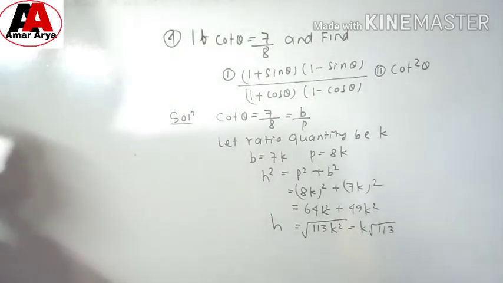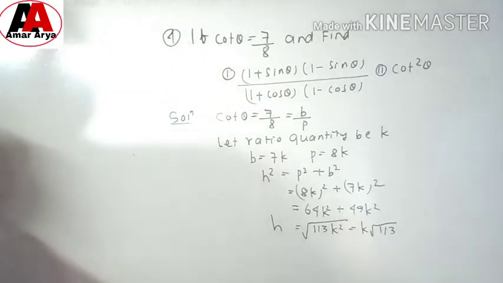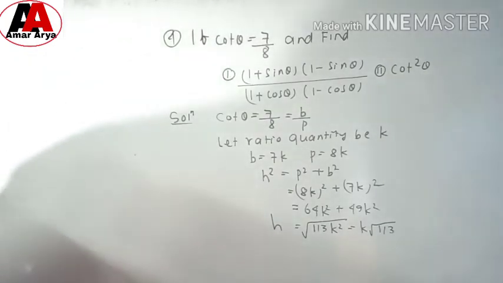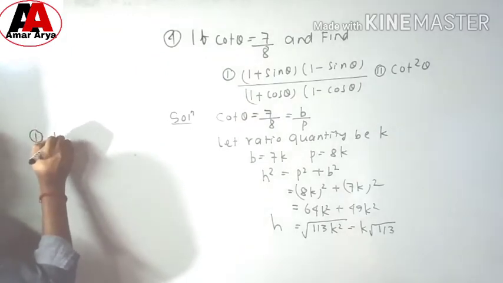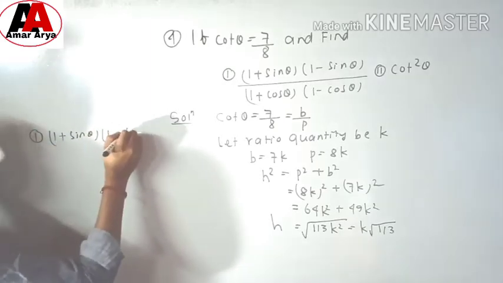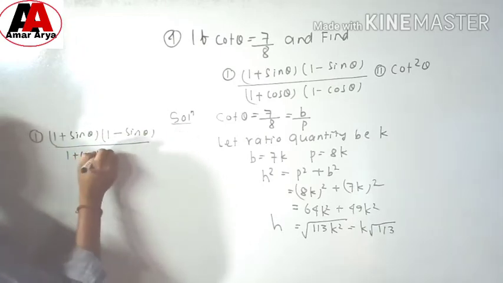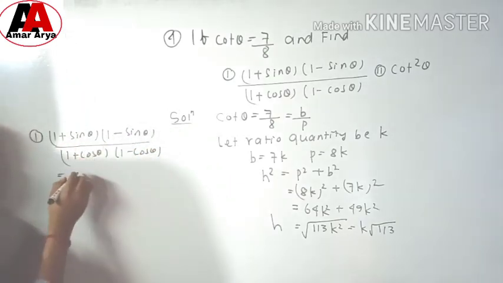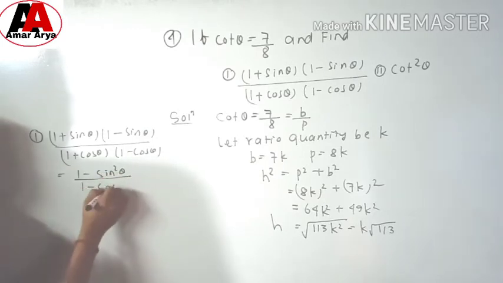Now we need to find here 1 plus sin theta and 1 minus sin theta. So we can write here number 1: 1 plus sin theta and 1 minus sin theta. You can understand the formula (a plus b) into (a minus b) is a square minus b square. Okay, so this is the value. We can write here a square minus b square. So 1 minus sin square theta divided by 1 minus cos square theta.